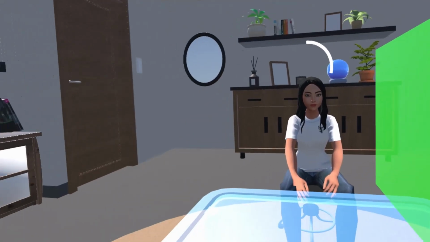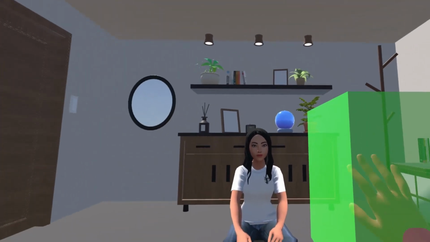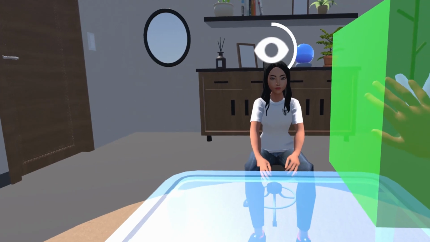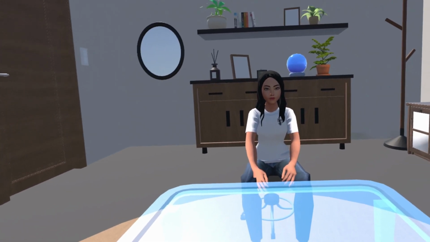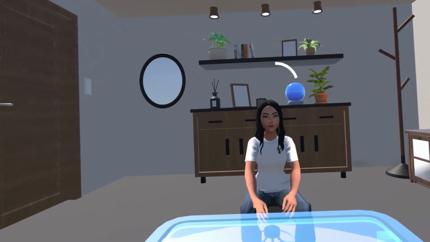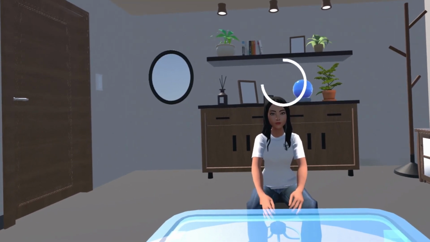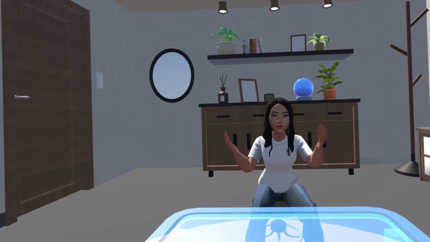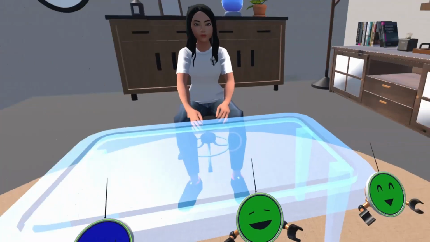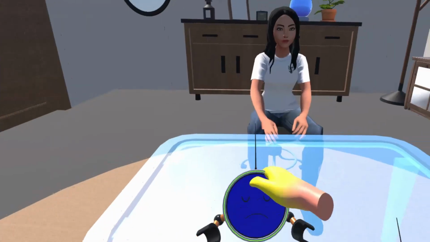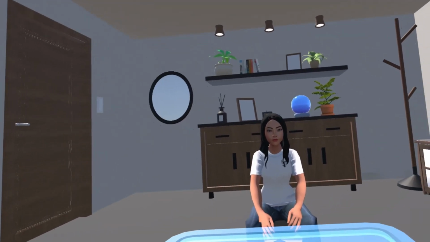It's time to leave. Look at the other person and wave goodbye. Good job. Please make eye contact with the person in front of you. I'm so sad today. The other person lowers their head and looks sad. Place the sad emotion robot in the center of the table. Nod your head to show that you are listening carefully.